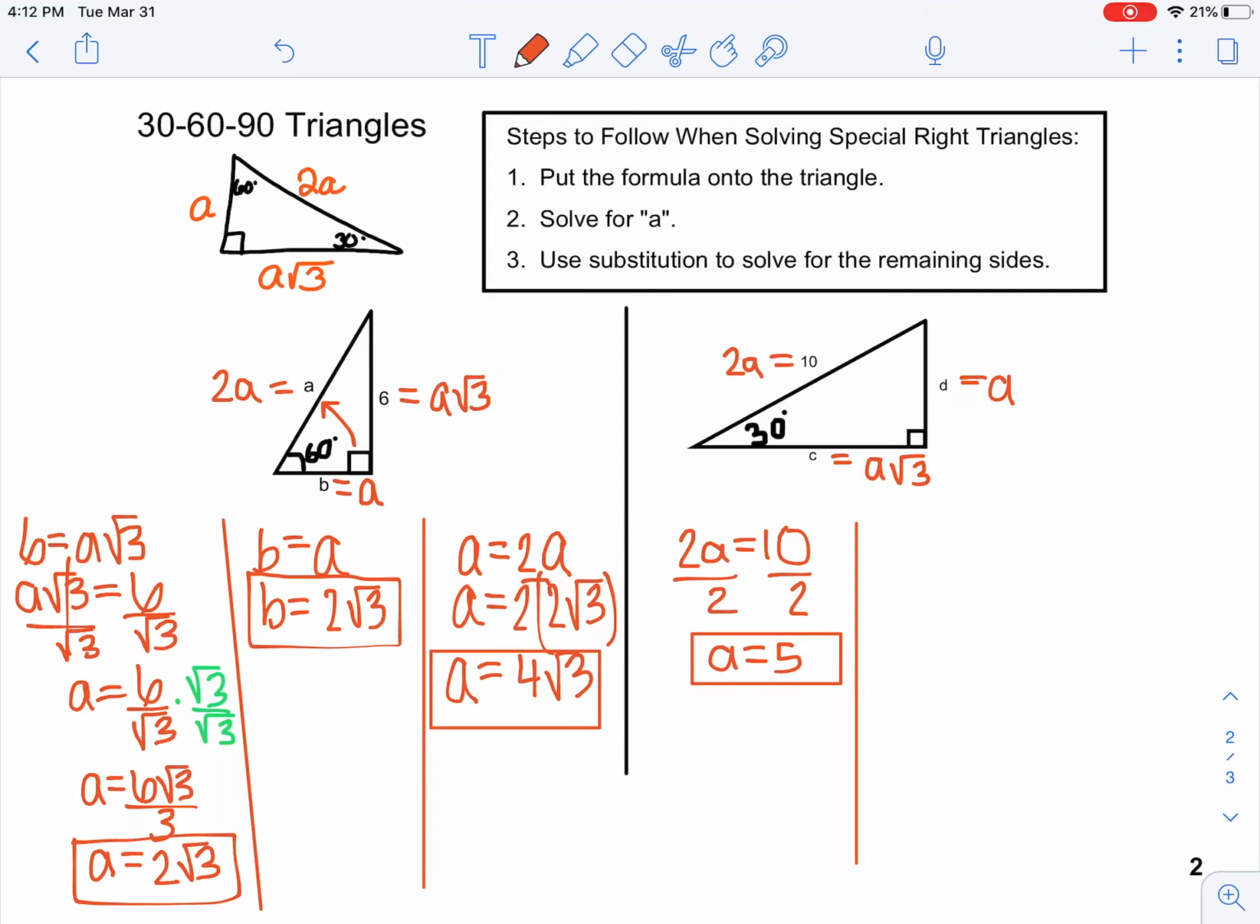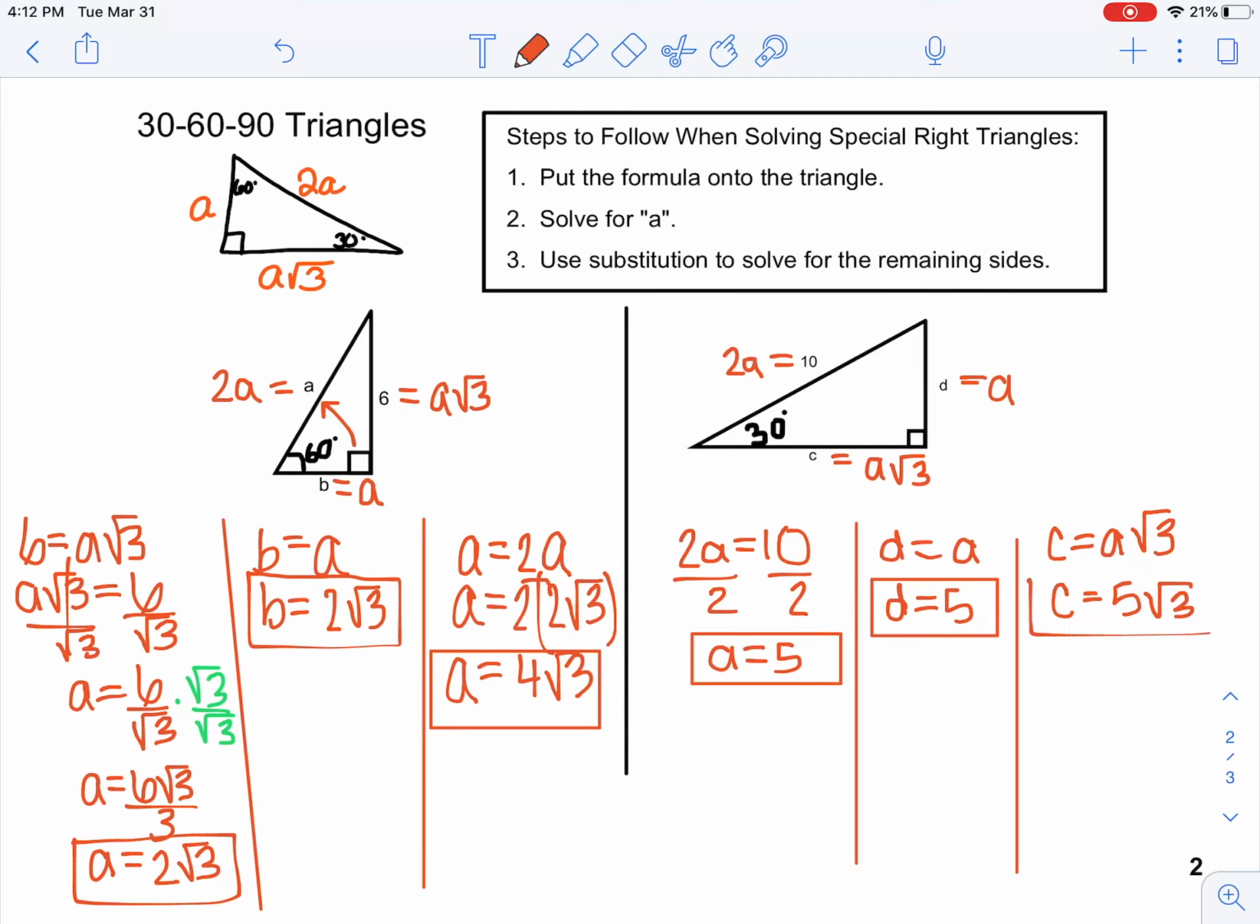Next, we'll use that A value and substitute it in to solve for the remaining sides. I'm going to go over to my shortest side, which is D equals A. I substitute 5 in for A, so we get D equals 5. Then lastly, my longer of the two legs across from our 60-degree angle, we have C equals A root 3. Substitute 5 in for A, and we get C equals 5 root 3.